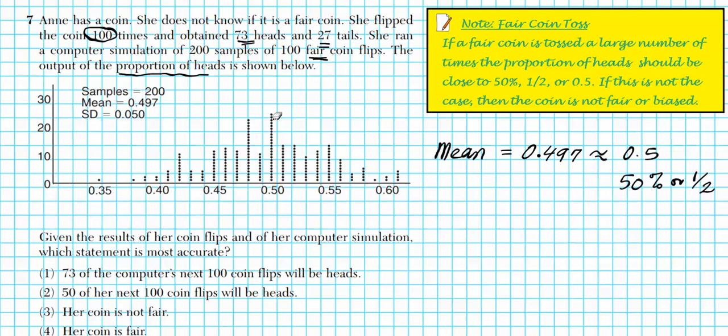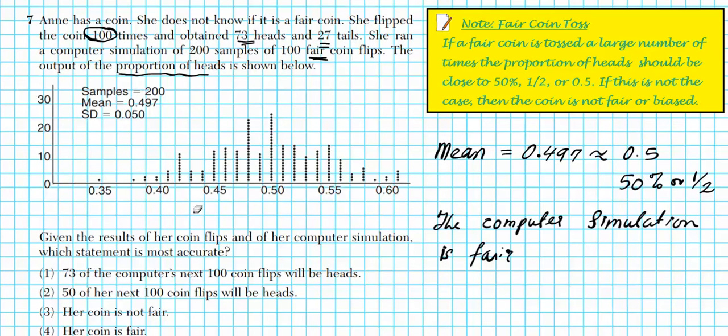So what does this tell us about the computer simulation? The coins that the computer simulated with is fair, okay? So the computer simulation is fair because the proportion is so close to 1/2, okay? But let's take a look at Anne's scenario, 73 and 27. Does this look fair to you?